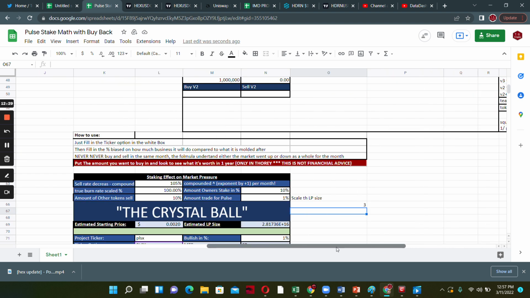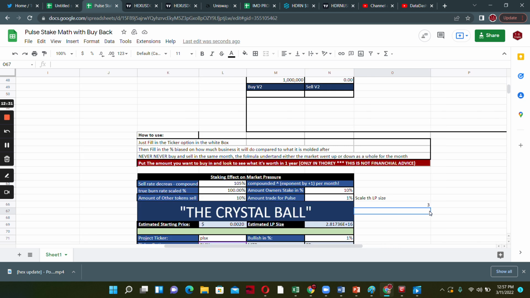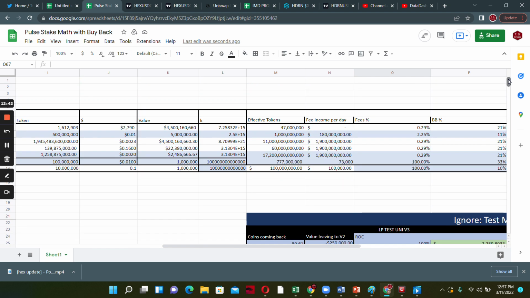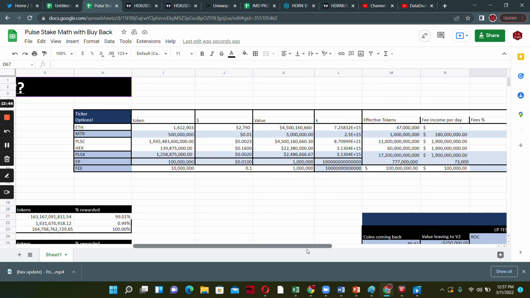Why do I have a 3? So let's start this off at 1. This is a very small liquidity pool. So with it at 1, we can come up here and let's have a look at these numbers today.